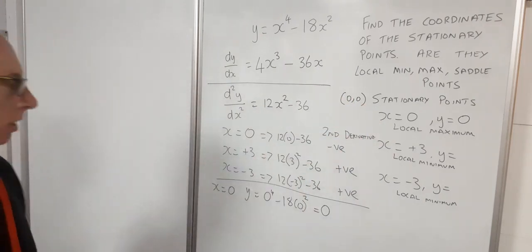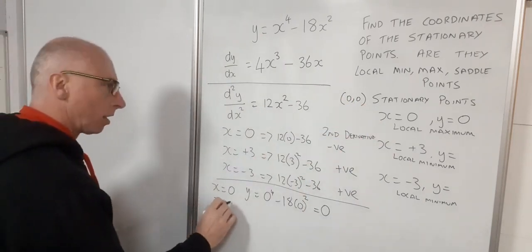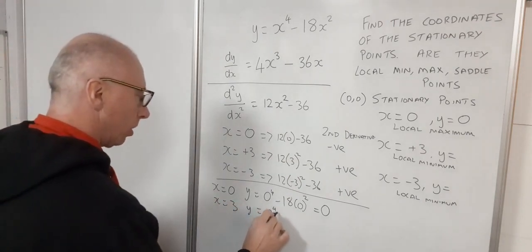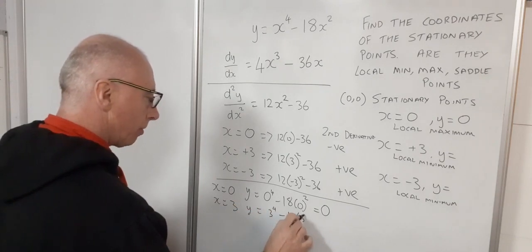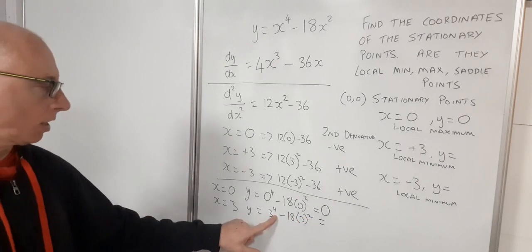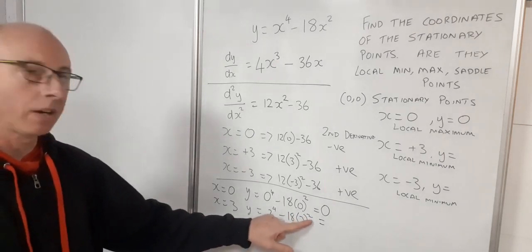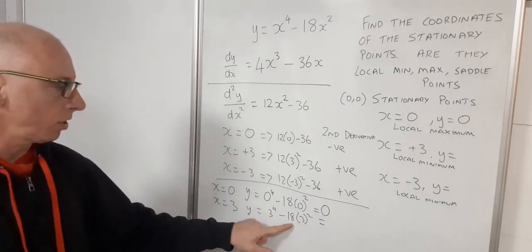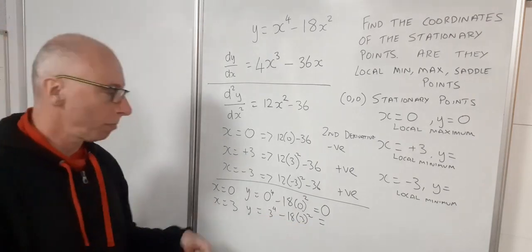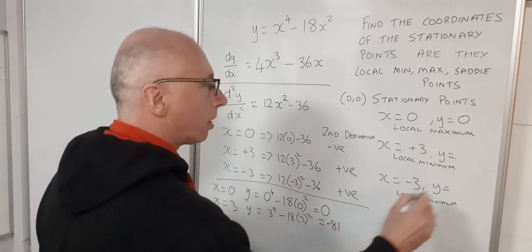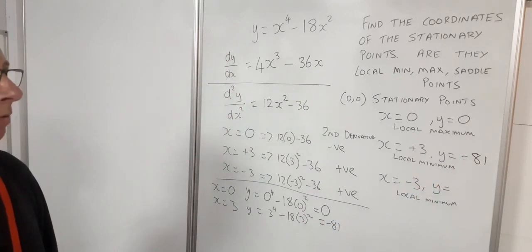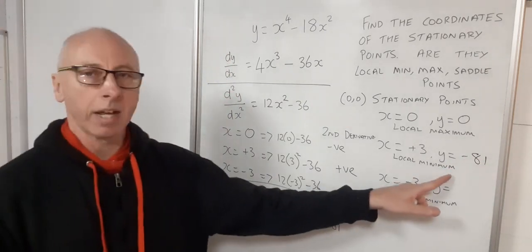Okay, let's find the next one. X equals 3. So therefore y equals 3 to the power of 4 minus 18 times 3 squared. Okay, 3 to the power of 4, that's going to be 81. 3 squared is 9. 9 18s are 162. 81 minus 162 is minus 81. So therefore, I've got my local minimum there. X equals plus 3, y equals minus 81. So that looks good there.